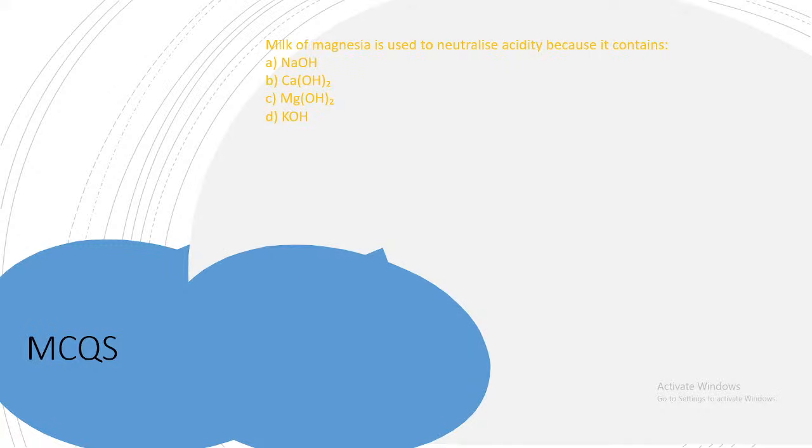Okay, next one. Milk of magnesia is used to neutralize acidity because it contains: option A, sodium hydroxide, option B, calcium hydroxide, option C, magnesium hydroxide, option D, potassium hydroxide. So which one will be the correct answer? We know that to neutralize acidity, whenever you have acidity, we take milk of magnesia. So what does it contain?